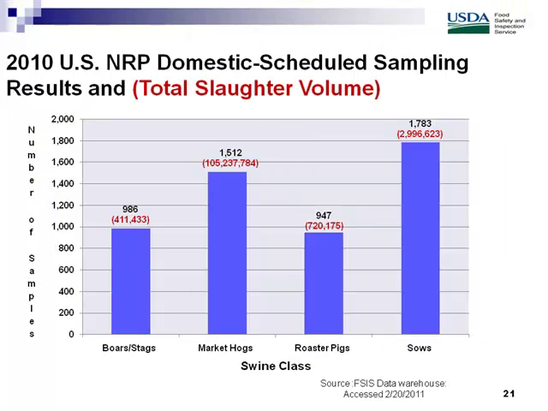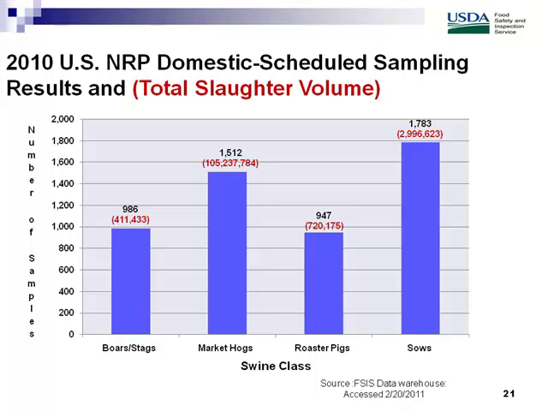If we look at the National Residue Program for the scheduled samples, on here it's trying to show that, for example, for the boars, there were over 400,000 slaughtered, and there were 986 scheduled tests for residue sampling in boars. So overall, that's the scheduled sampling. That's not really a large percentage of the overall animals that were slaughtered.